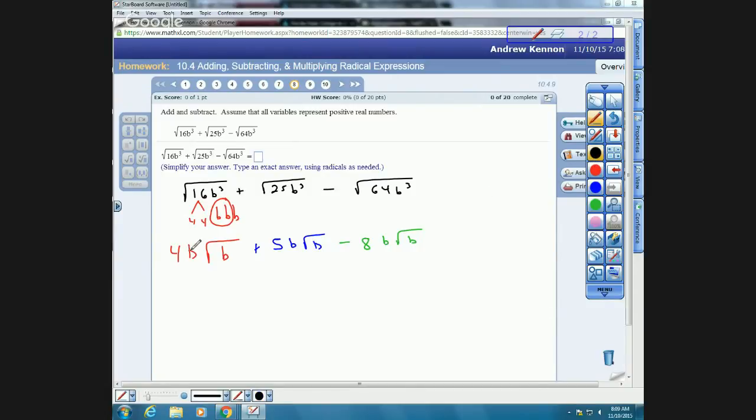All right, so now if I look, I have b squared times b, b squared times b, b squared times b. So I have 4 plus 5 is 9, minus 8 is 1. So it's b. I have one of these left for my answer. So if they're not the same underneath, you're just going to simplify to see if they become the same at the end.